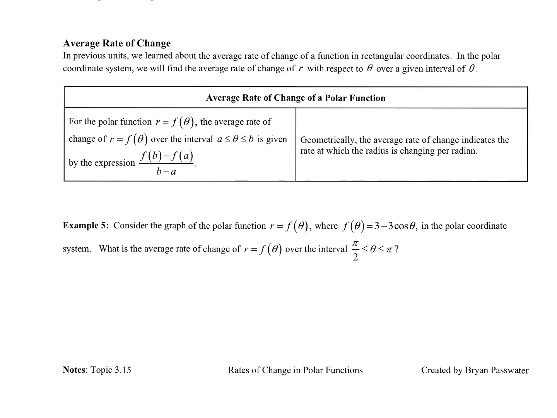All right, 3.15, part 2. We're starting with average rate of change, and Joshua's going to read because he's wonderful. Yes, sir. In previous units, we learned about the average rate of change of a function in rectangular coordinates. In the polar coordinate system, we will find the average rate of change of r with respect to theta over a given interval of theta.